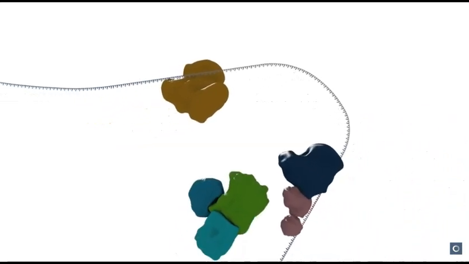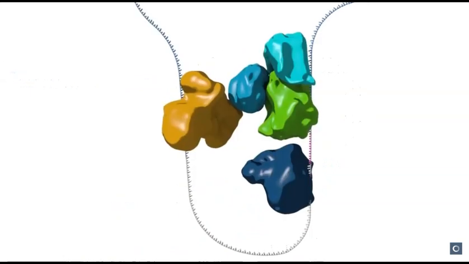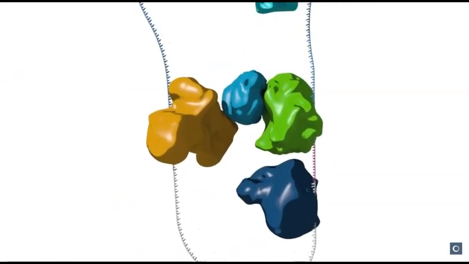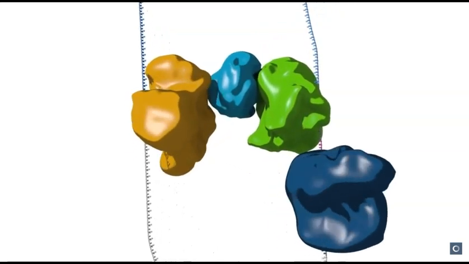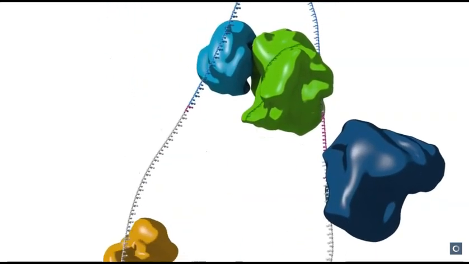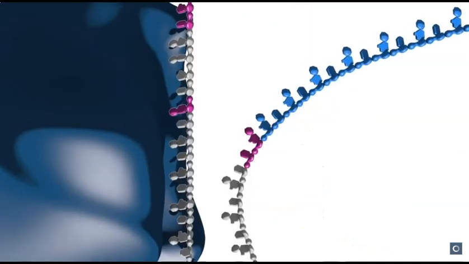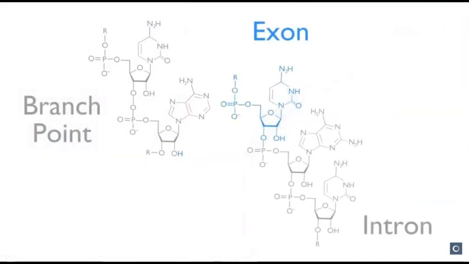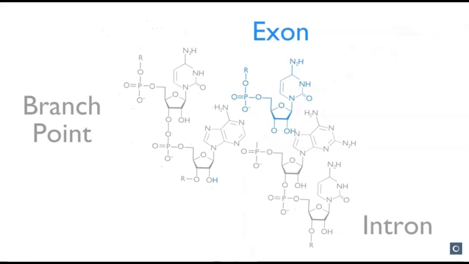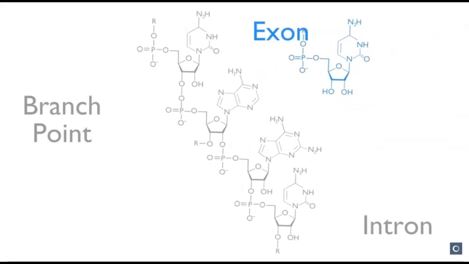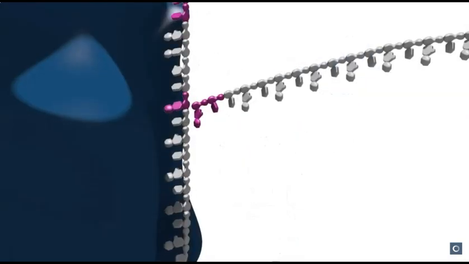Following the binding of these initial components, the remainder of the splicing apparatus assembles around them, in some cases displacing some of the previously bound components. Next, the precursor mRNA undergoes a structural rearrangement and the first transesterification step takes place. During this step, the 2' OH of an adenosine residue located within the intron attacks the exon 1 intron boundary, detaching the intron from the exon and producing a branched intron structure called a lariat.